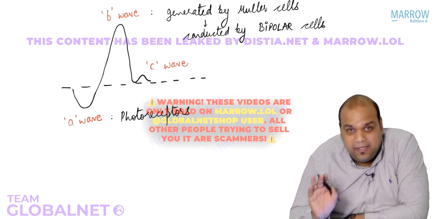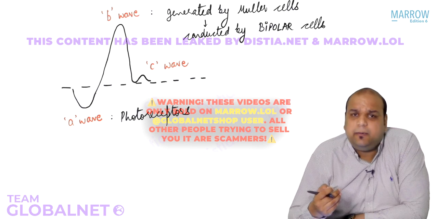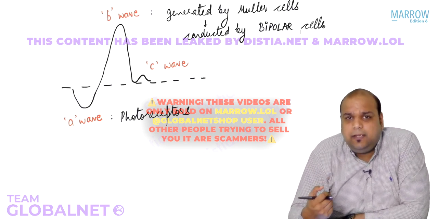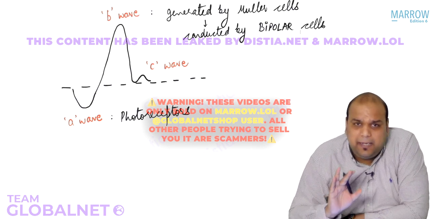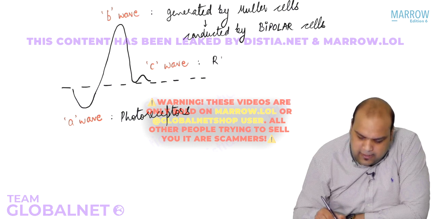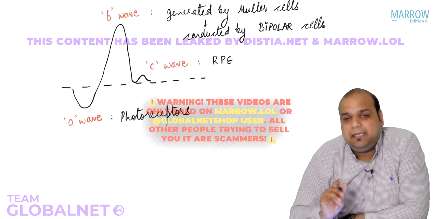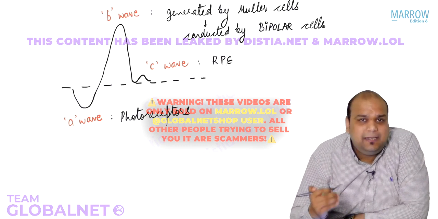Am I clear, everybody? Yes. So some books write only the fact that B wave is generated by bipolar cells. That is correct to a degree, but if you want to go in detail, they are actually generated by Muller cells, only conducted by bipolar cells. C wave is a late positive wave due to the metabolism which is occurring in the retinal pigment epithelial cells. Okay, everybody? So A wave, B wave, C wave, and their respective cells and layers.